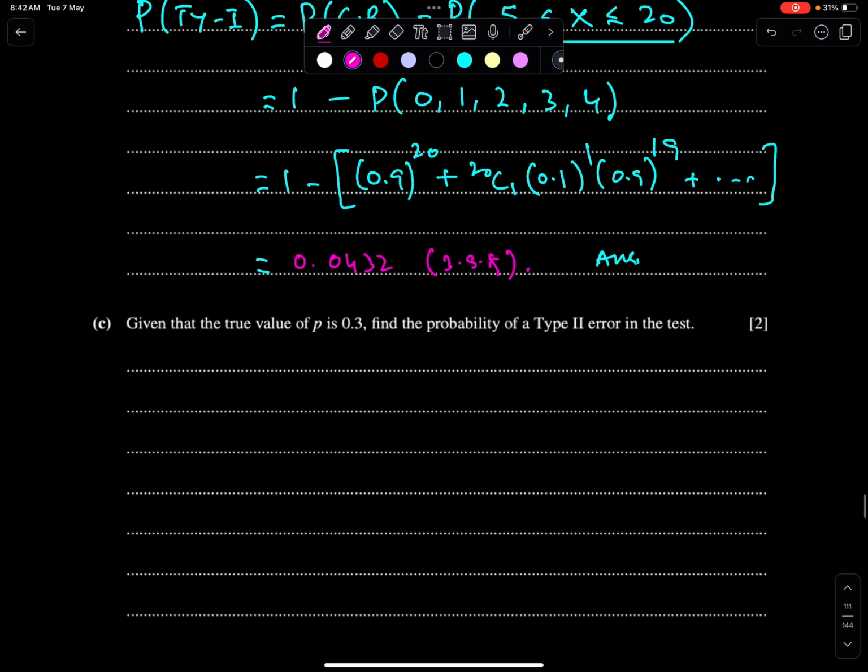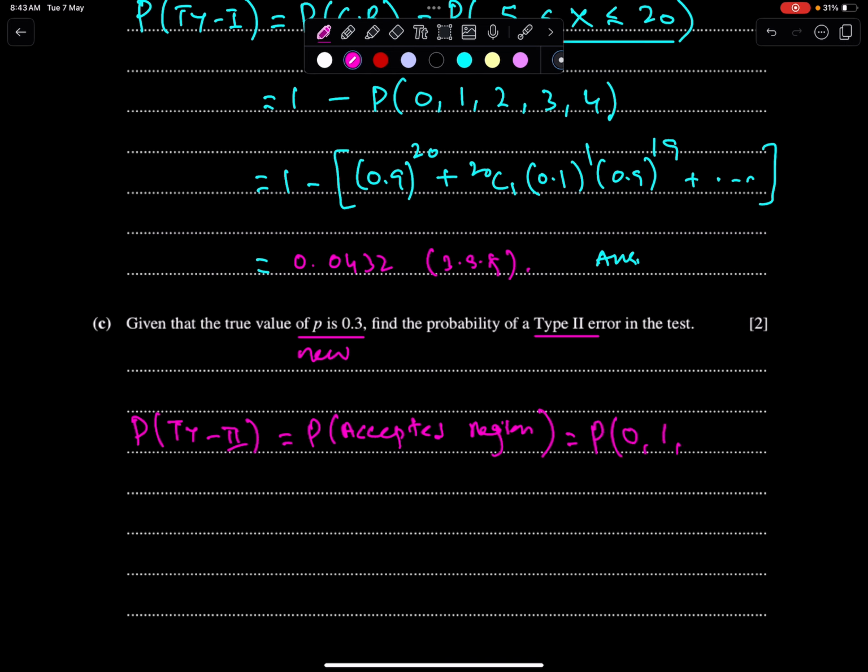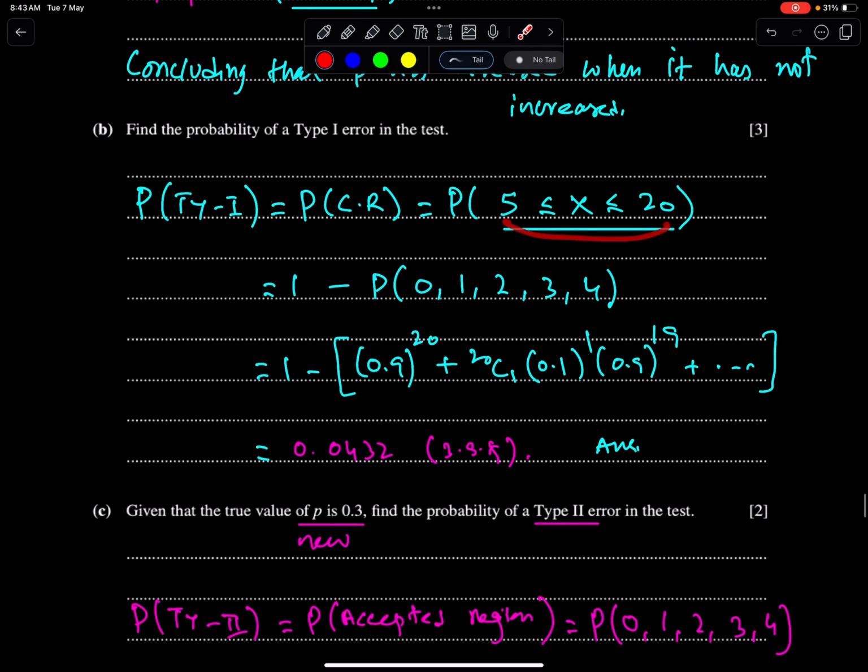Now we need the probability of a type 2 error, and for a type 2 error, a new p must be given. This is a new p. And a type 2 error, this is very simple. Type 2 means the probability of the accepted region of H naught. And you know the accepted region is 0, 1, 2, 3, and 4, because the critical region is 5 to 20 inclusive.